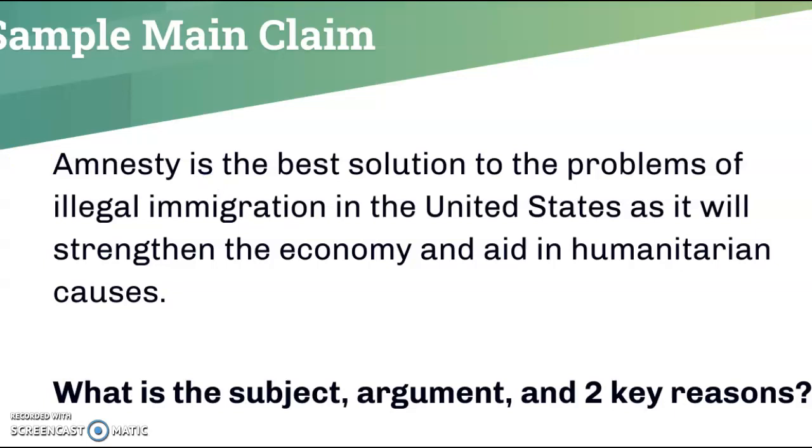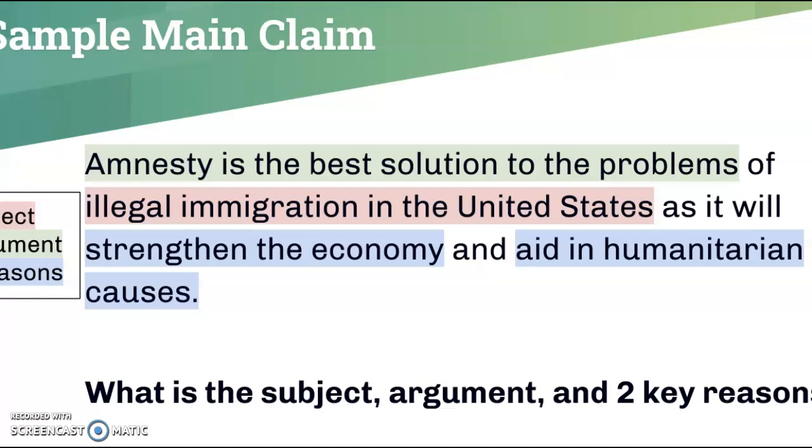Okay, so hopefully all of you have already written a main claim. Here's a sample main claim to help you guys out a little bit. This one's arguing for amnesty. So it says, amnesty is the best solution to the problems of illegal immigration in the United States, as it will strengthen the economy and aid in humanitarian causes. What I want you to do is pause again and think, what is the subject, what is the argument, and what are the two key reasons why? So pause this video for a second so you can figure that out.